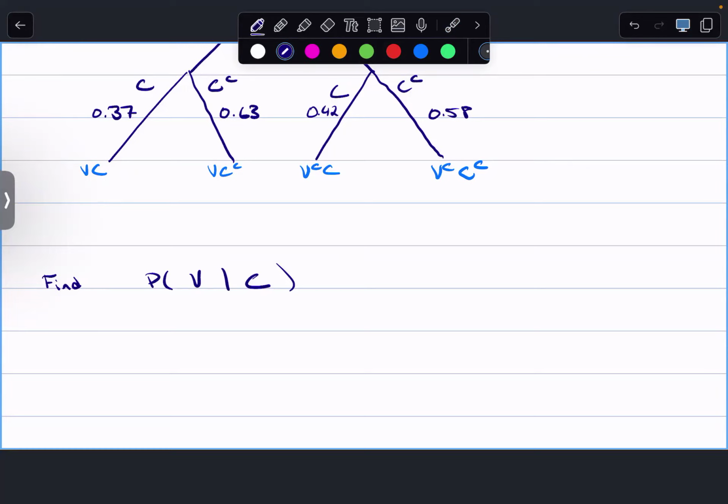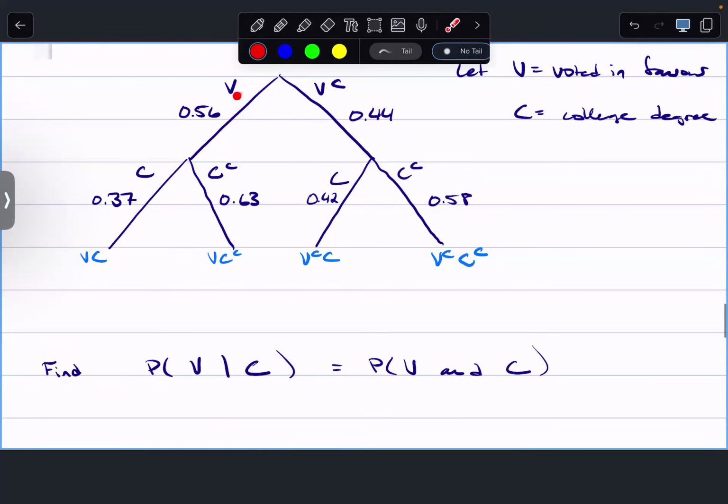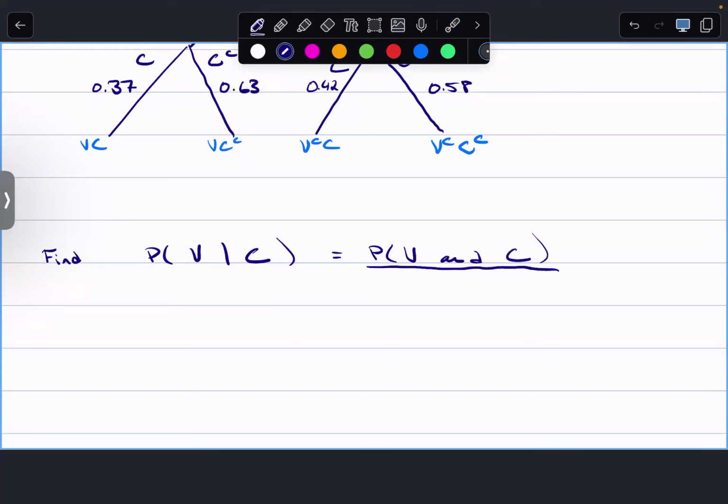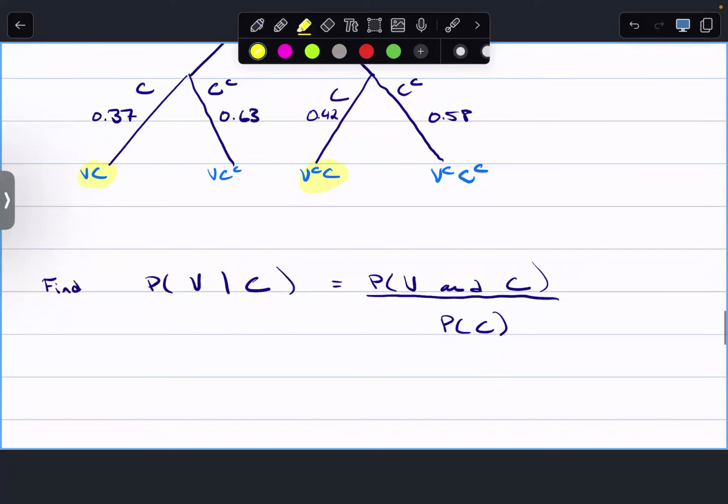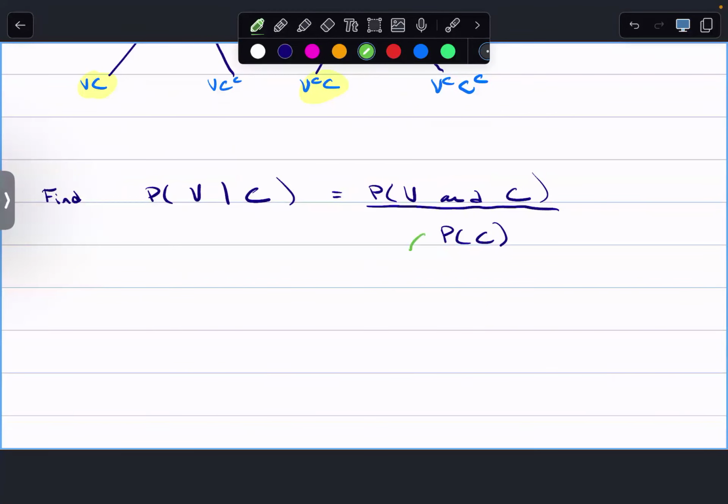Applying the same conditional formula as before, this is the probability of V and C, which you're going to find by multiplying down this branch, divided by the probability of C. Now notice that there are two ways that we can have the C. So here, the probability of C is the probability of V and C plus the probability of not V and C. And that's it.